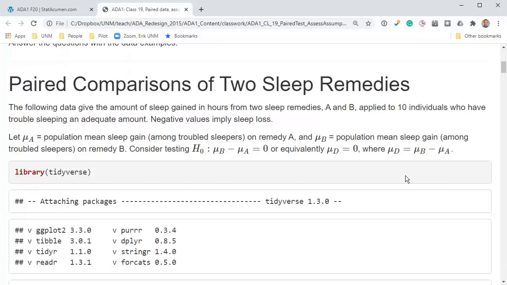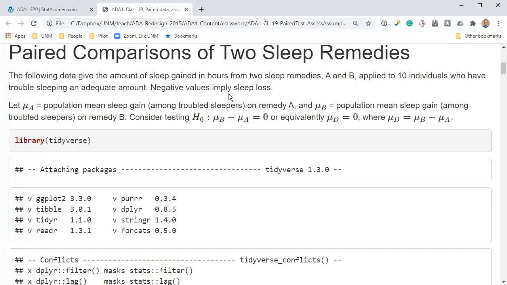All right. So in the first one, we're going to ask about these 2 sleep remedies. The following data give the amount of sleep gained in hours from 2 sleep remedies. So if I usually sleep about 7 hours and I take sleep remedy A, maybe I end up adding 1 hour to sleep a total of 8 hours. So that would be a 1 for me. And maybe B does nothing, and so I continue to sleep 7 hours, so the gain is 0.